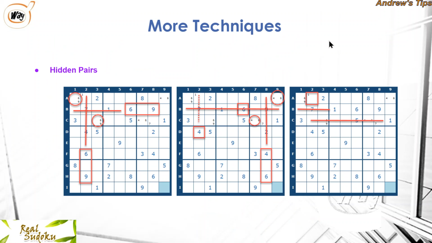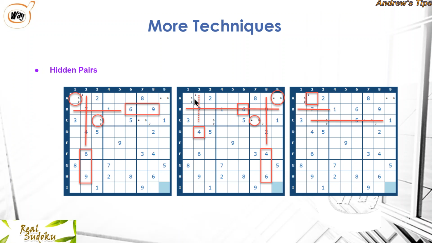Firstly, you look at this scenario. Here, you look at it, 6, 9 here, and 6, 9 here. So this row and this column cannot use the 6, 9. In this region, only 2 cells are left. So those must be 6, 9. We call this scenario a Hidden Pair.